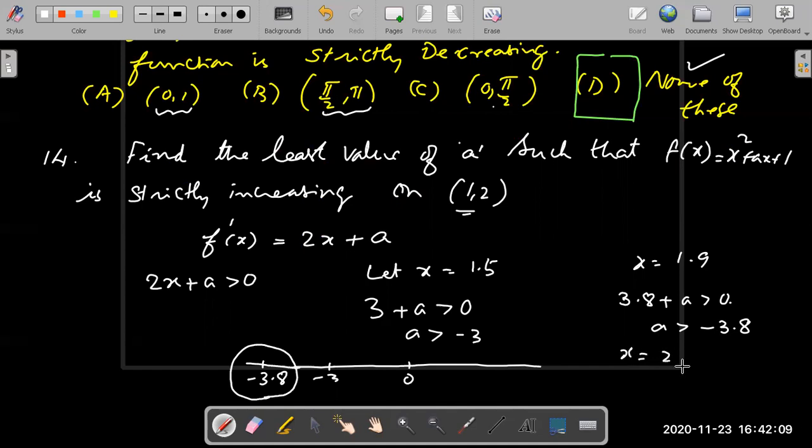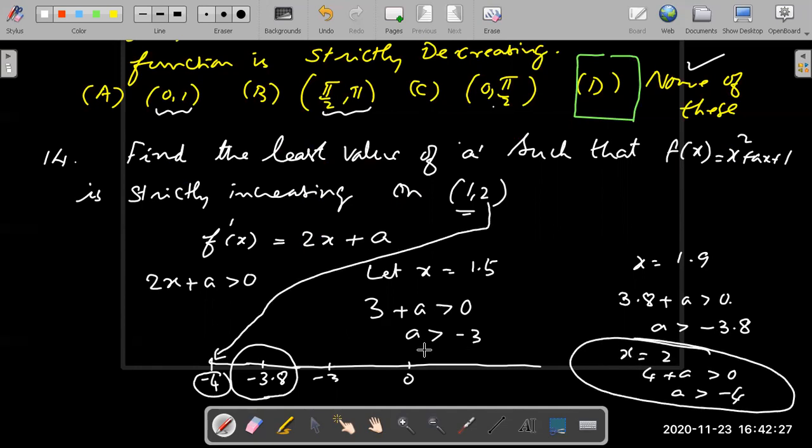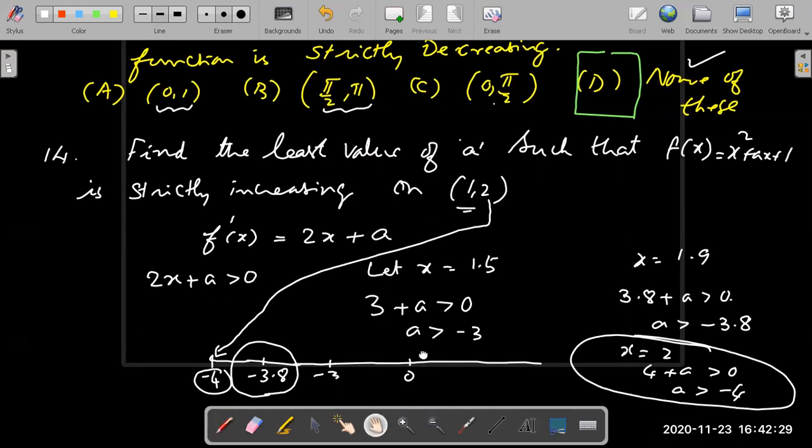When I substitute x equal to 2, then I get 4 plus a is greater than 0. So a is greater than minus 4. So minus 4 is the least value, corresponding to this 2. That's how we get the answer. So least value is minus 4.